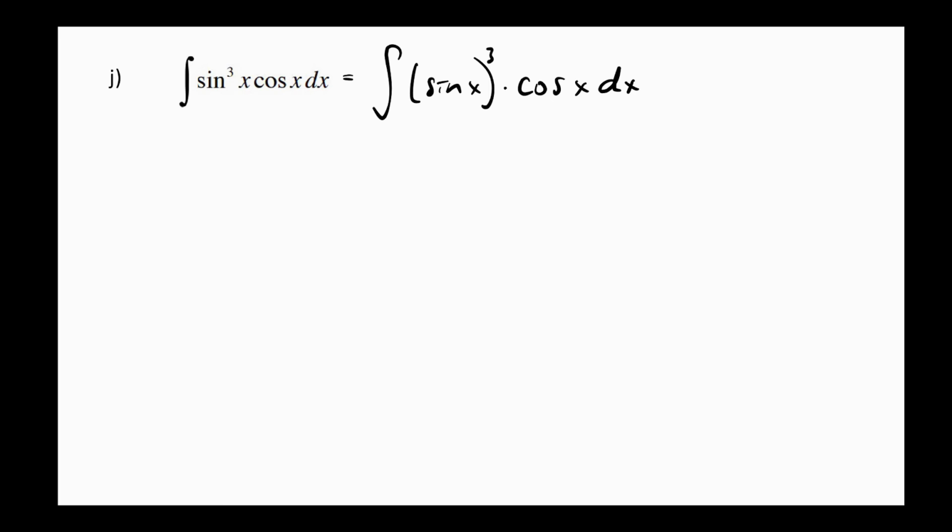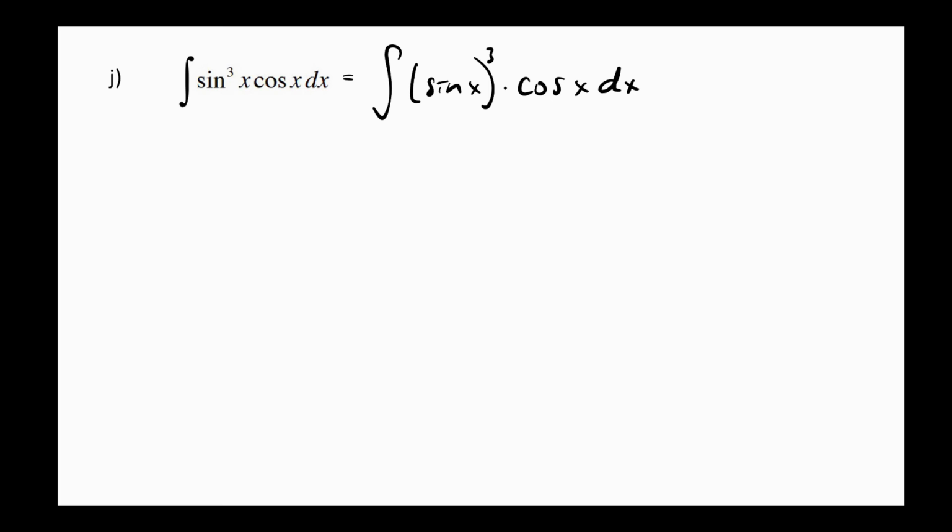What are my 2 options that u could be? It could be sine of x or it could be cosine of x. Yeah, I know sine of x has the parentheses right there, but don't let that fool you. Okay? This is how you determine it.